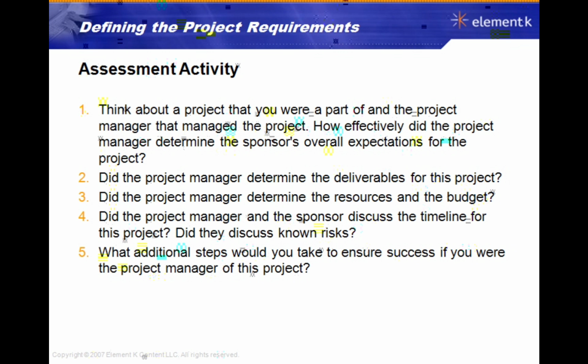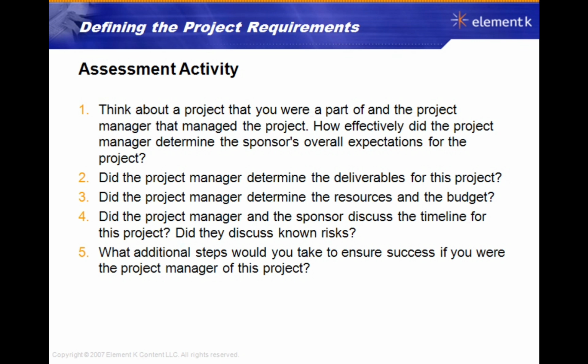So I want you to think about a project that you were part of and the project manager that managed the project. How effectively did the project manager determine the sponsor's overall expectations for the project? Did the project manager determine the deliverables for the project? Did the project manager determine the resources and the budget? Did the project manager and the sponsor discuss the timeline for the project? Did they discuss known risks? You may have not been involved in these conversations, but based on how the project went, did it go smoothly? Was it done in a timely fashion?